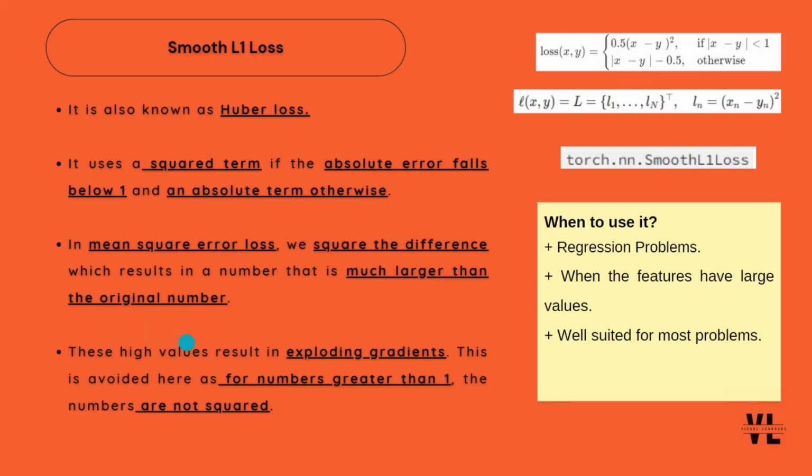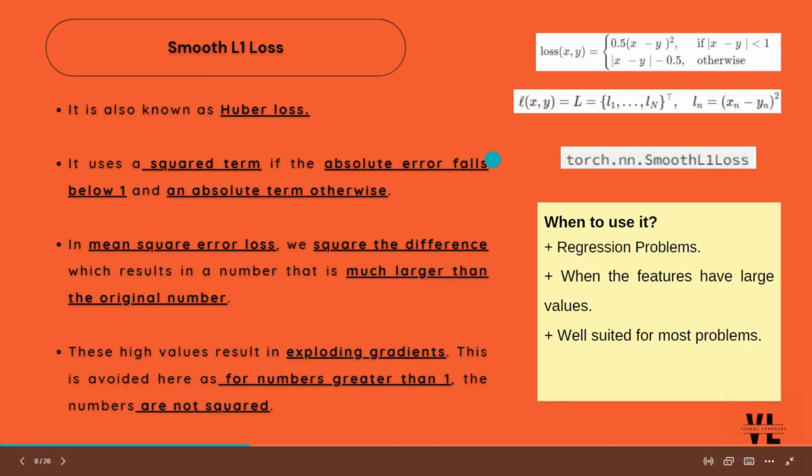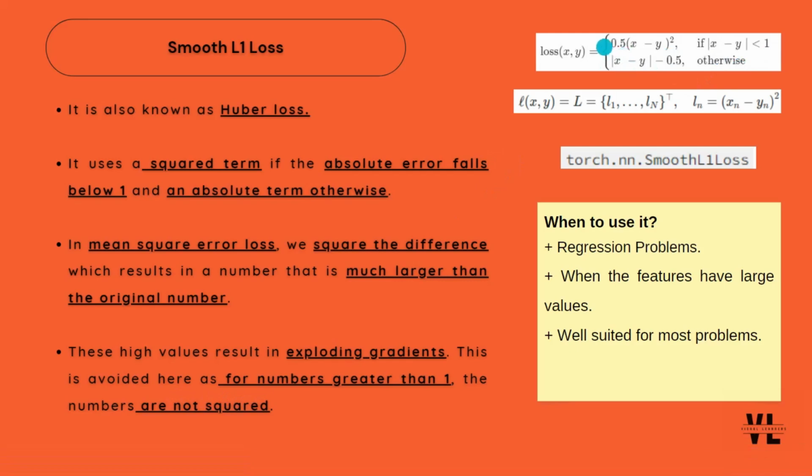So the high values always result in exploding gradients. This is avoided here, as for numbers greater than 1, the numbers are not going to be squared. So when it's greater than 1, for large differences, we're not going to square them.